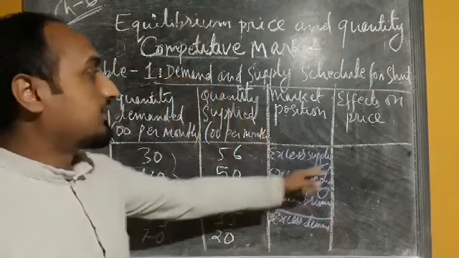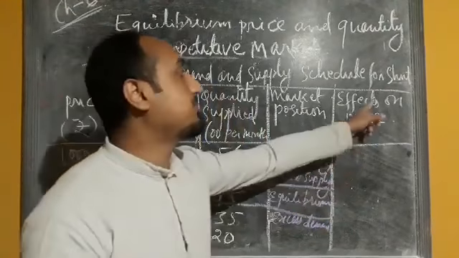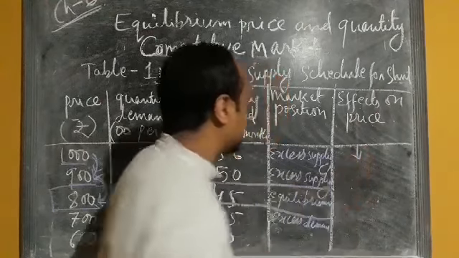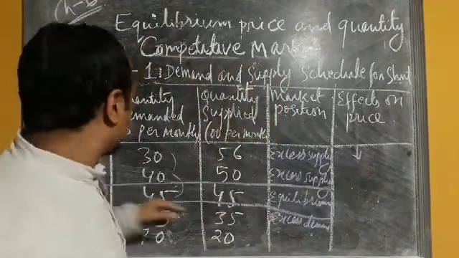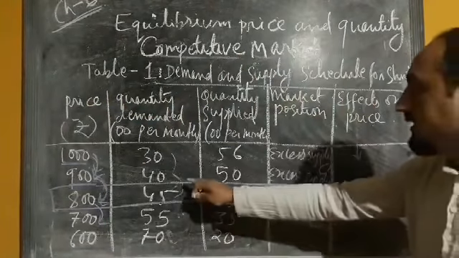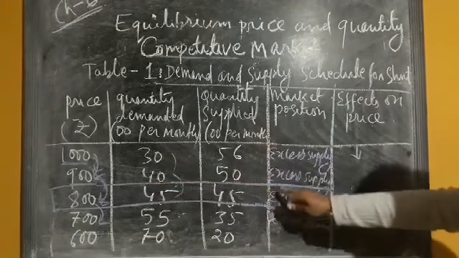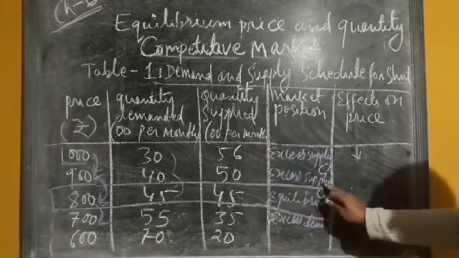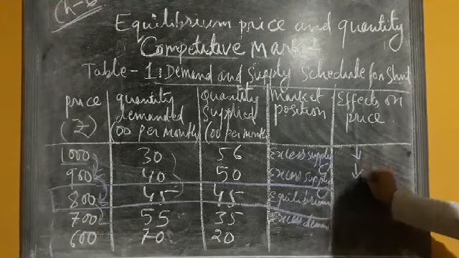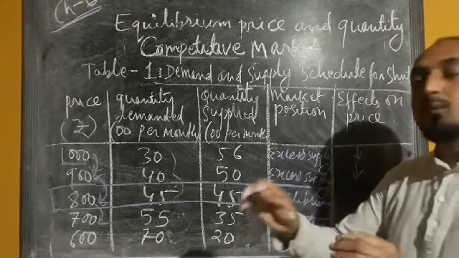Now here I forgot one thing. When there is excess supply, obviously what will be the effect on price? The price will decrease. Here also, in the second case, when price is 900, quantity demanded is 40,000 and quantity supplied is 50,000. So there is a situation of excess supply. Now when there is an excess supply situation, again the price will decrease. This downward arrow shows decrease in price.